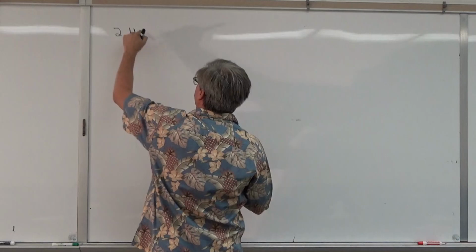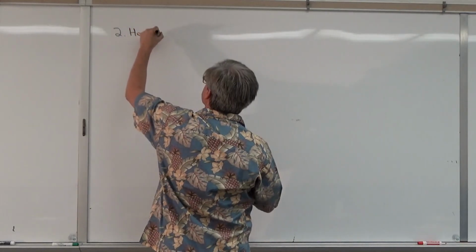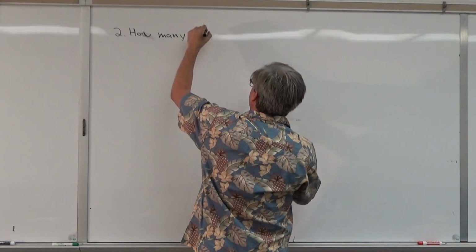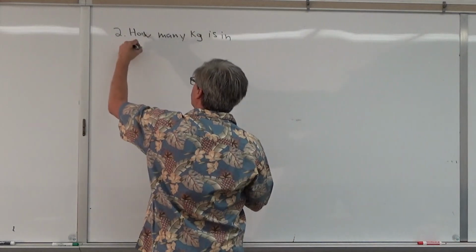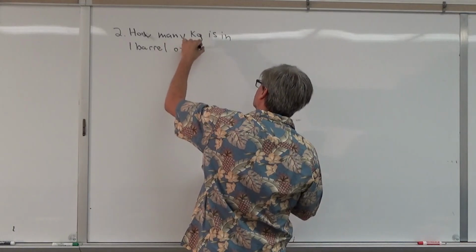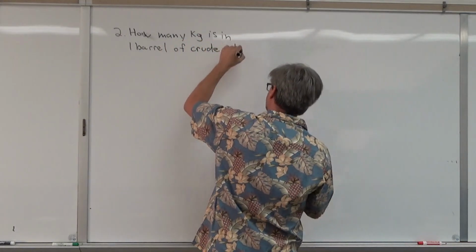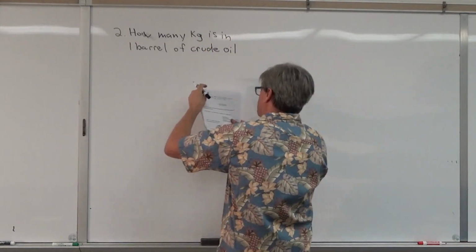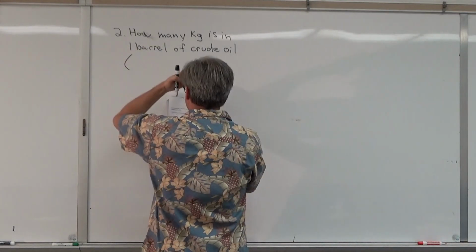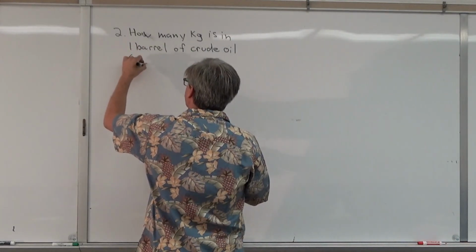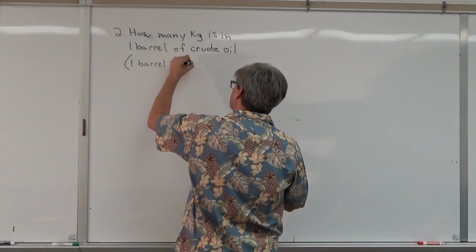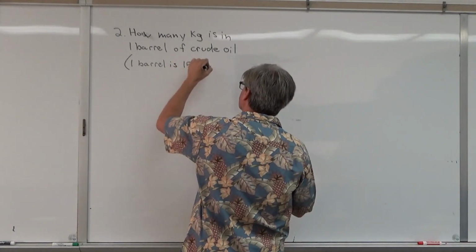It's supposed to be: how many kilograms are in 1 barrel, do you spell barrel, of crude oil? Okay. Some information you would need to answer this problem: 1 barrel is 159 liters. Okay.